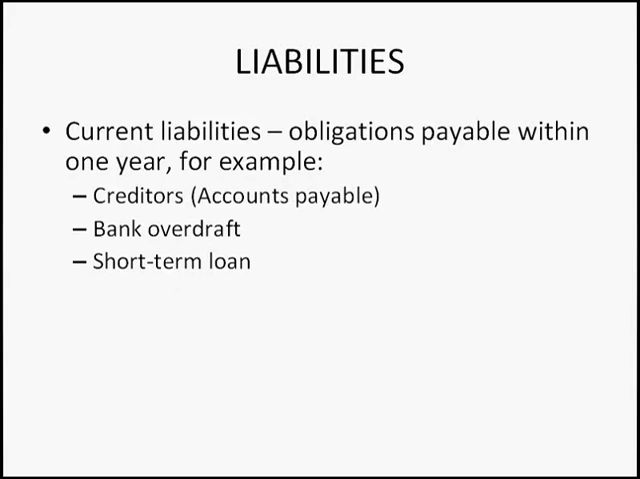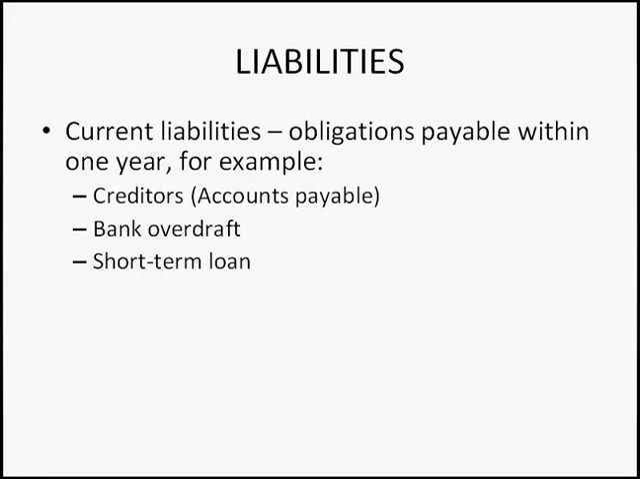A third example of a current liability is a short-term loan. These are loans that are paid back within 1 year. So when you get a loan, let's say for 12,000 Rand, you need to possibly pay back 1,000 Rand every month, plus whatever interest you then need to pay on that loan as well. But short-term meaning within 1 year.